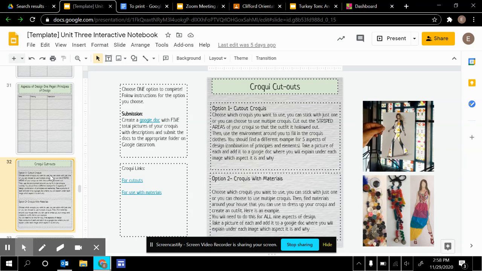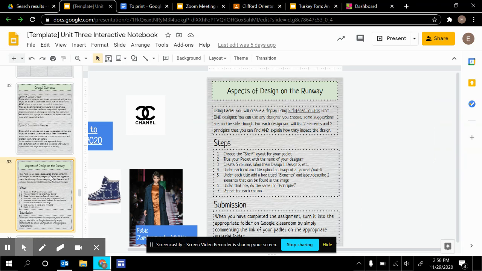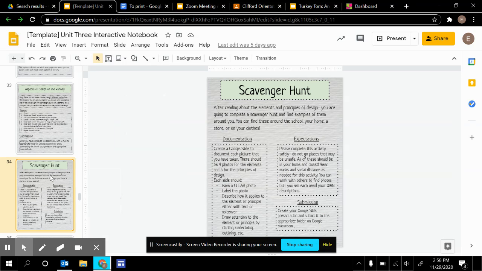This is another pick 3 or 2 where you could do some Crow-Key cutouts or use your Crow-Keys in your supply bag. This is one of your pick threes or twos. It's going to ask you to use a Padlet. And this is the last pick 3 or 2 for this lesson, and it's going to take you on a scavenger hunt.